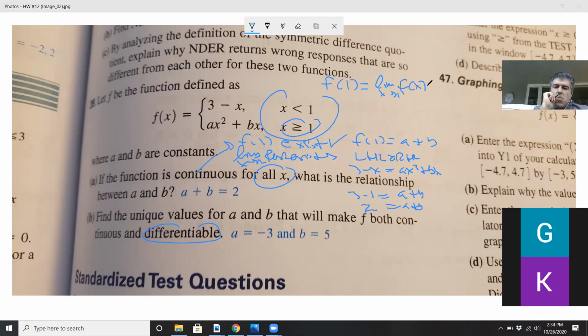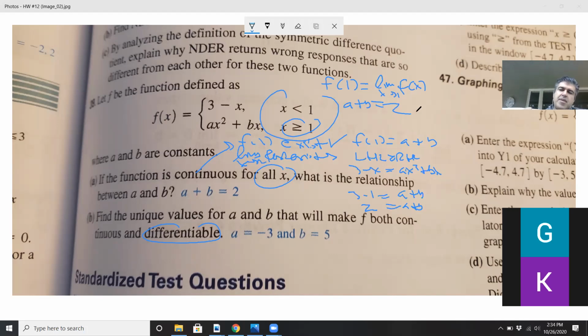And we know that f of 1 is a plus b, and the left-hand limit's 2, and the right-hand limit's a plus b, so we have to force that issue. A plus b has to equal 2. So that's part A. And the shortcut, by the way, for A, just set them equal to each other and plug 1 for x. Set 3 minus x equal to ax squared plus bx, plug 1 for x. You'll get a plus b equals 2. That's the relationship for part A.